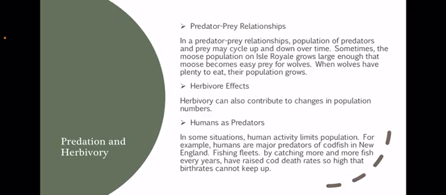Herbivory effects. Herbivory can also contribute to change in population numbers. Humans as predators. In some situations, human activity limits population. For example, humans are major predators of codfish. In New England, fishing fleets, by catching more and more fish every year, have raised cod death rates so high that populations cannot keep up.